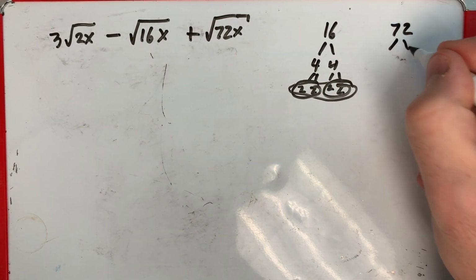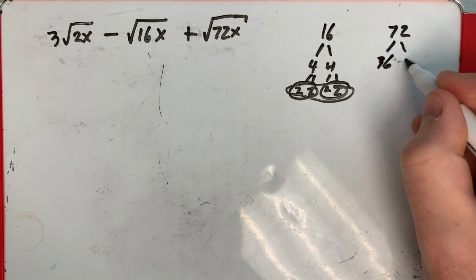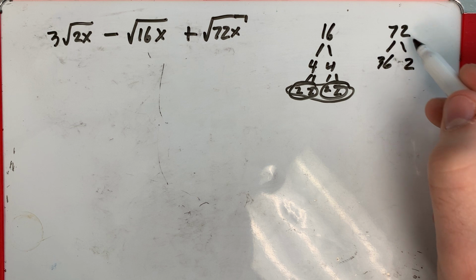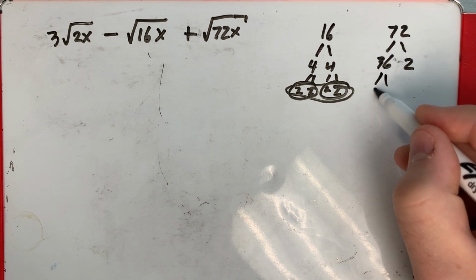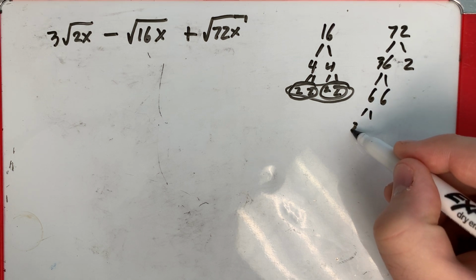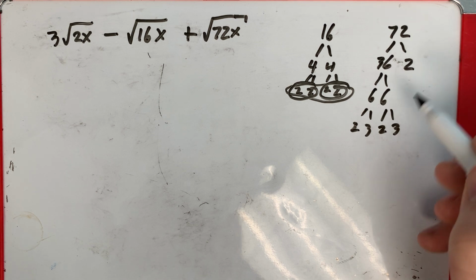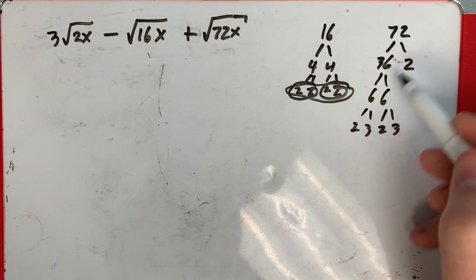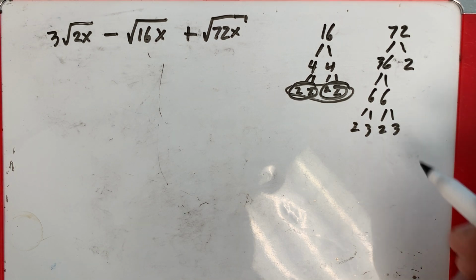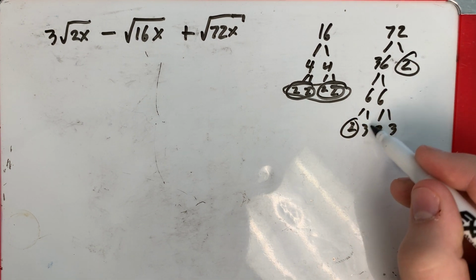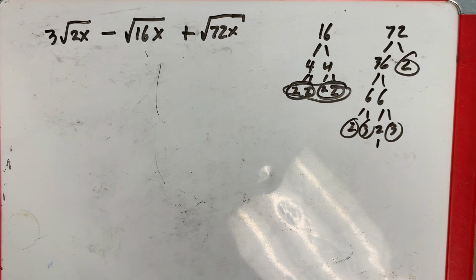72 breaks down into 36 times 2, because 72 is even, so I just divide by 2 until I get something I know how to work with. Then I have 6 times 6, and 6 breaks down into 2 and 3, and 2 and 3. So how many clusters of 2 do I have? I have 3 2s and 2 3s. So I have one pair of 2s, a pair of 3s, and a spare 2 right there.